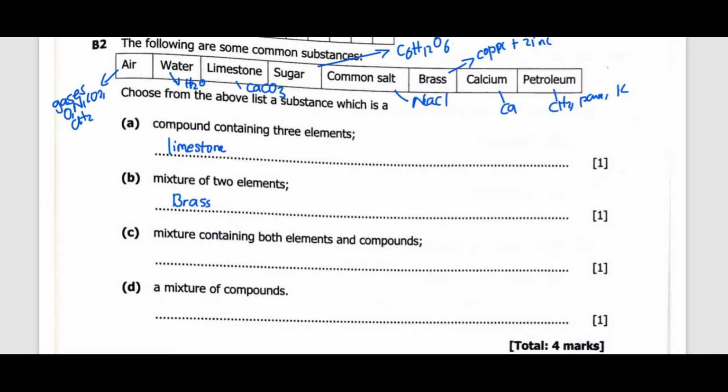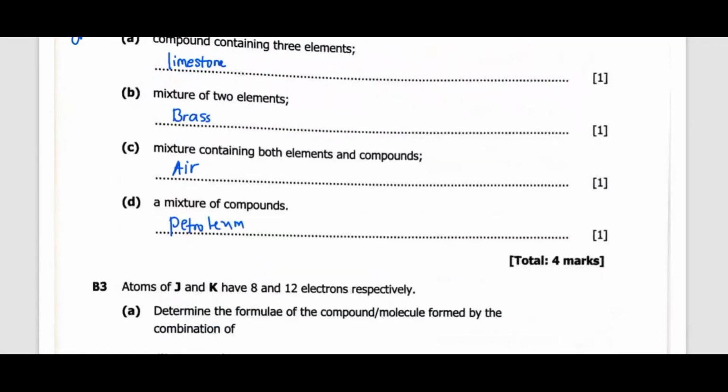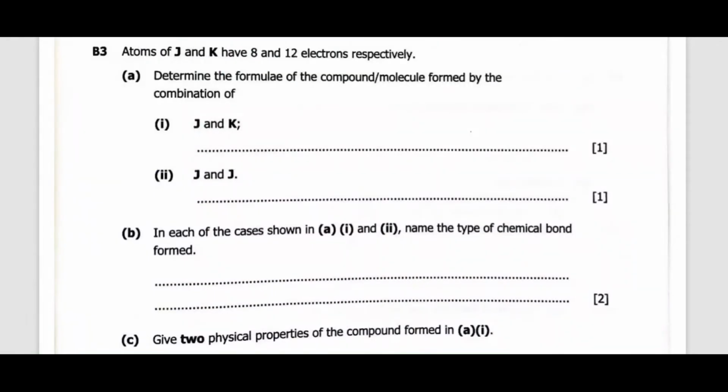Then for C, a mixture containing both elements and compounds. So we have air, because in air we have oxygen, which is an element. We have carbon dioxide, which is a compound, ammonia, and so on. Then D, a mixture of compounds. It is petroleum, because in petroleum there are so many compounds. Then we move on to question 3.